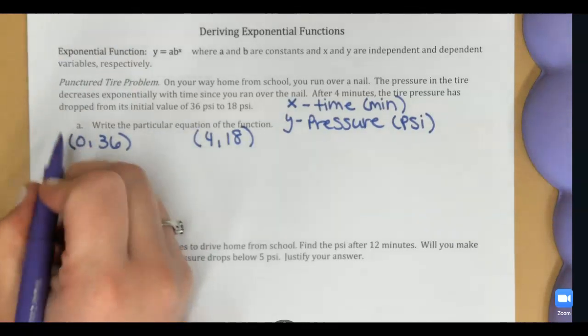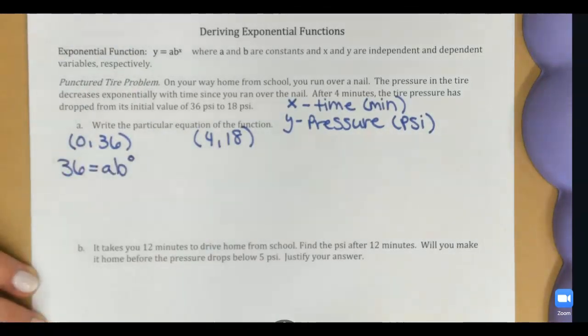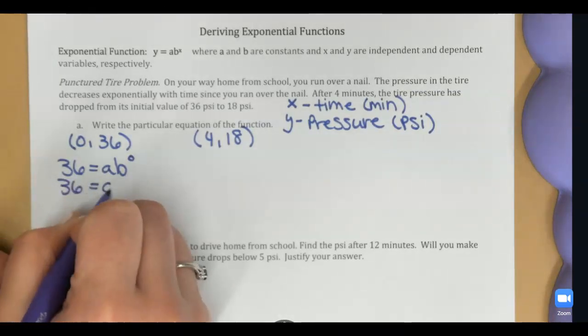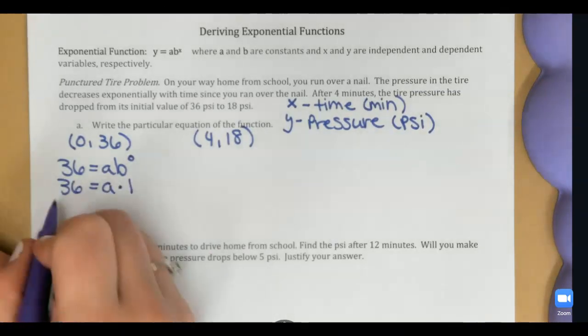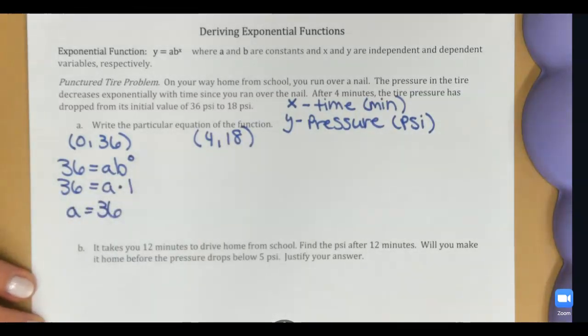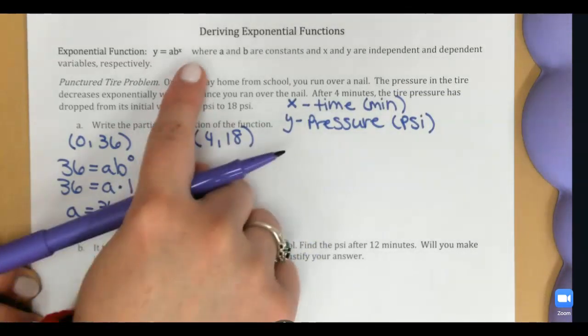I'm going to plug in 36 for y and 0 for x. So that means 36 is equal to ab to the 0 power. Well, anything to the 0 power is 1, so that means 36 is equal to a times 1, which means a is 36. Now that I know a, I'm going to use that and my second pair to find b.